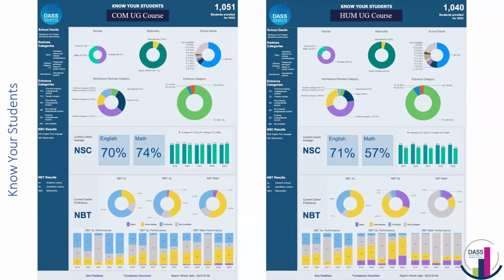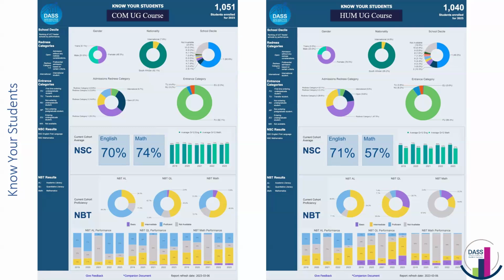As far as this first page is concerned, what we have is what we call the Know Your Student page, where we show the different biographical, demographic, as well as academic profiles of the students in that particular course. Here we have about 1,000 students, and we have further broken them down by gender, by nationality, by race categories and entrance categories, as well as the school deciles.